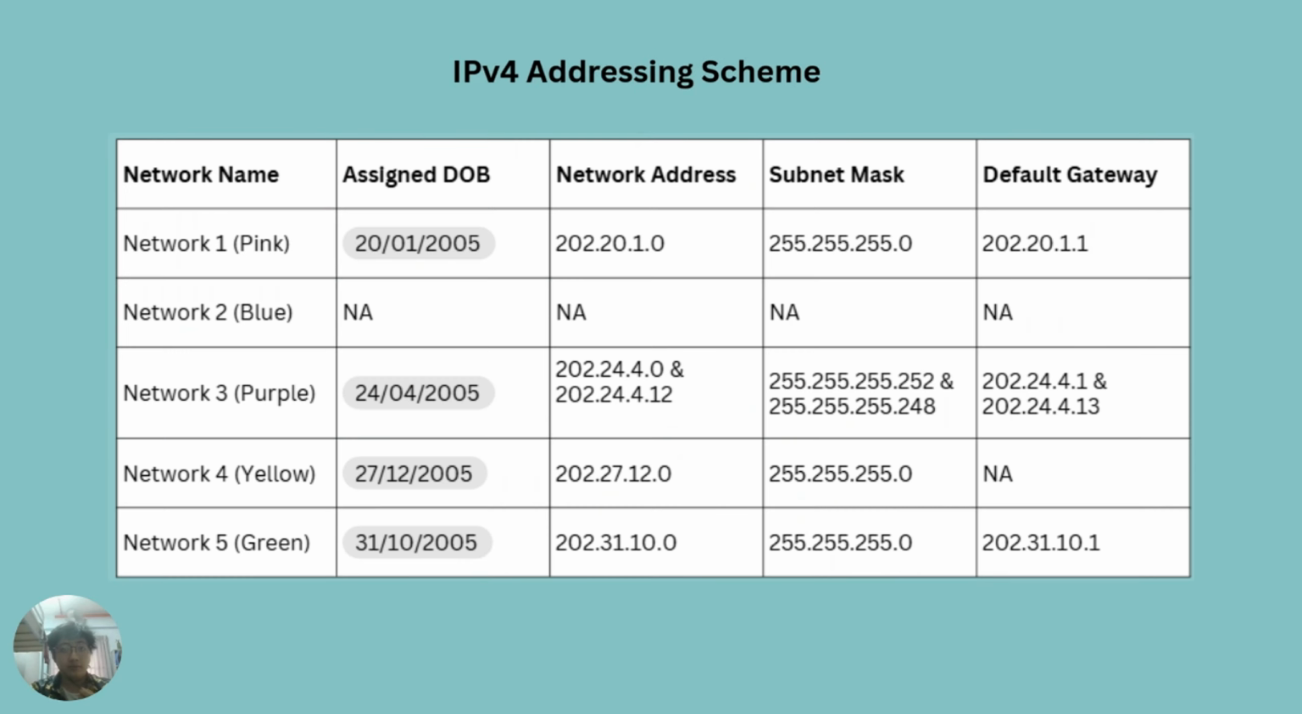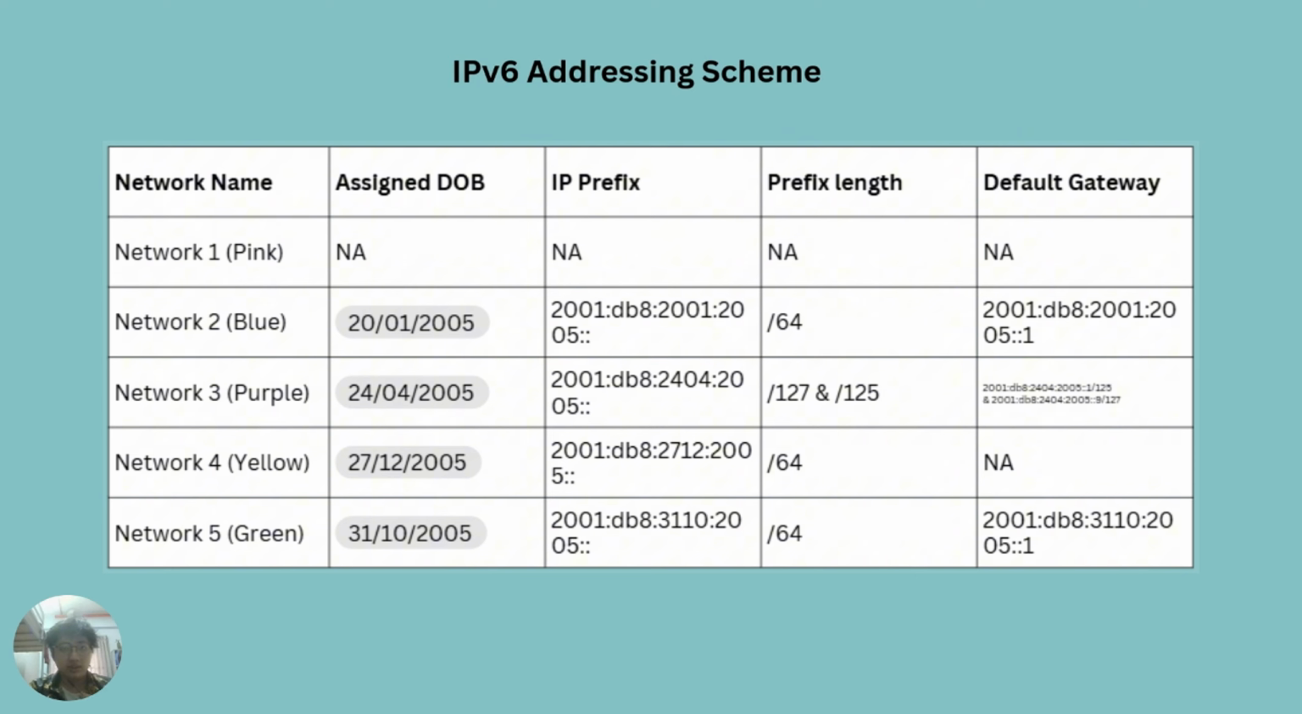Let's move on to the IPv4 addressing scheme. Our addressing scheme has been set up using our own dates of birth, which are the 20th of January 2005, the 24th of the 4th month of 2005, the 27th of the 12th month of 2005, and the 31st of the 10th month of 2005. You can see the network addresses and the default gateway that have been set up using our dates of birth. Similarly to the IPv6 addressing scheme, you can see how we use our own dates of birth to make our own IP addresses.